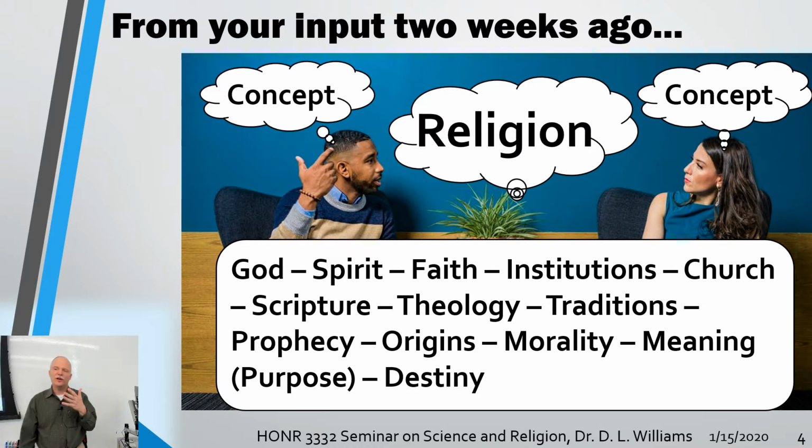And so this is from your input 2 weeks ago. For religion, on the board, we wrote down all of these words. We said God, spirit, faith, institutions, church, scripture, theology, and traditions, origins, morality, meaning, and in meaning we mean purpose and destiny, and then prophet. Yeah, someone tripped me up on prophet because I thought they were talking about the money, but they were talking about prophecy. And so I thought that was funny. As I was looking back, I was like, oh yeah, that was my glitch. I heard you correctly, but I didn't know the spelling. So this was our set of words that describe the term religion using our subjective interaction with that universal term.